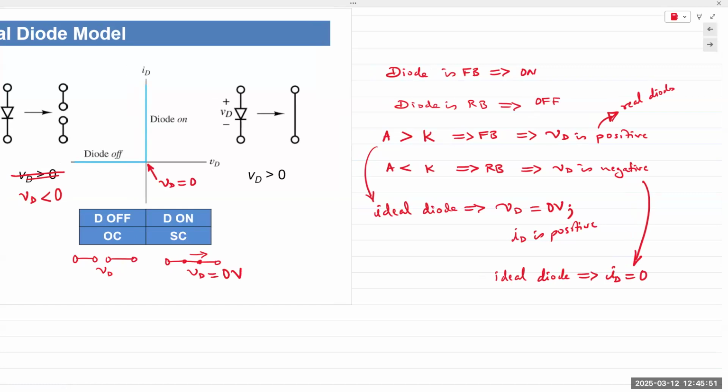Or reverse bias, then your assumption is incorrect. You go back and redo your assumptions. If you assume that your diode is off, then your VD must be less than 0, must be negative, and current should be 0. It's an open circuit, no current would flow. So that's the ideal diode model.